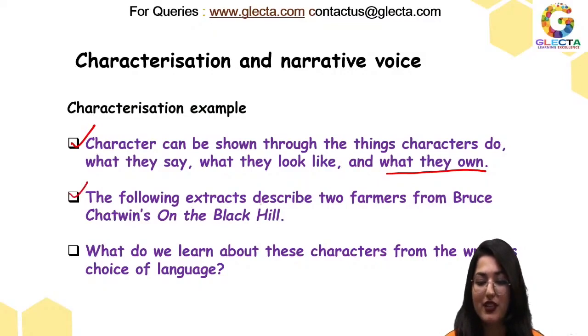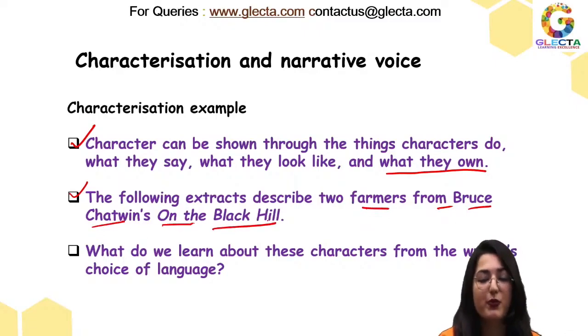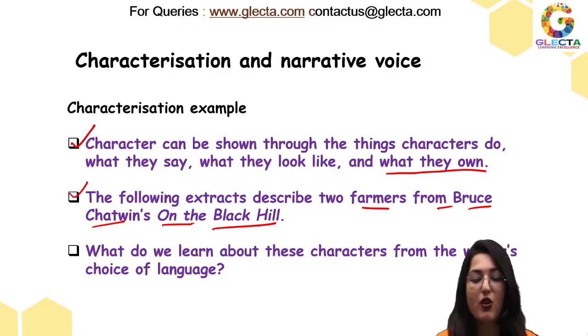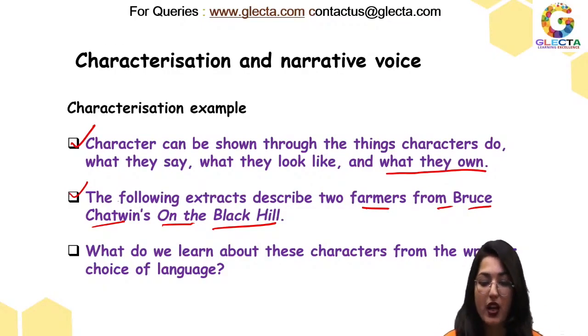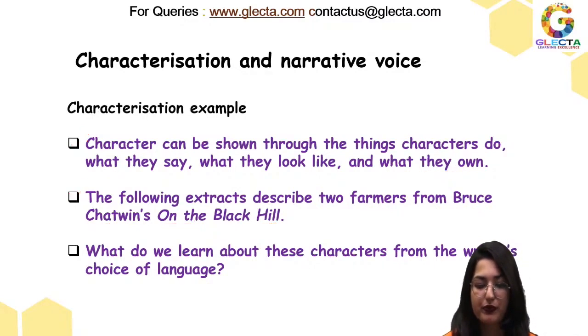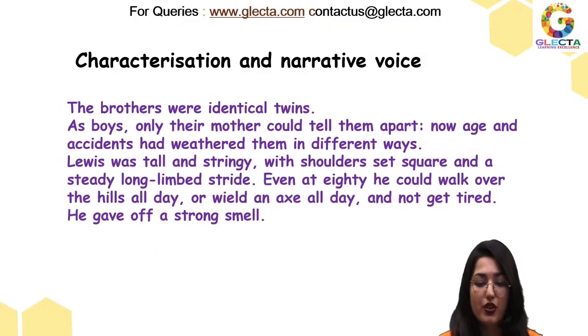Next: the following extracts describe two farmers from Bruce Chatwin's On the Black Hill. Now I'm going to present you with an extract describing two farmers from Bruce Chatwin's On the Black Hill. The text name is On the Black Hill. What do we learn about these characters from the writer's choice of language? First of all, we have to identify the writer's choice of language and what we can analyze from it. Now let's get started with the extract.